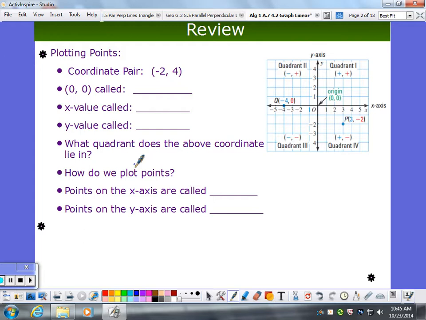Somebody's singing a little song or something. Just shush. Are you listening? An ordered pair, coordinate pair. Can we stop talking for one second? Can we stop talking during the whole lesson?